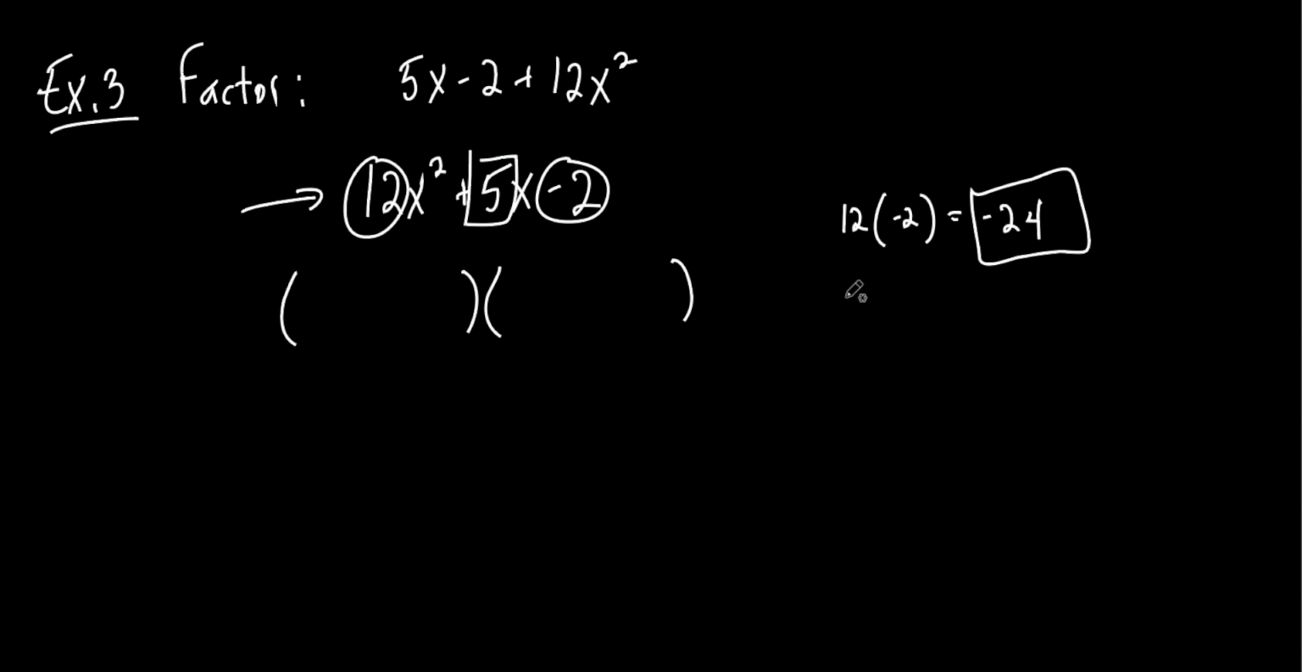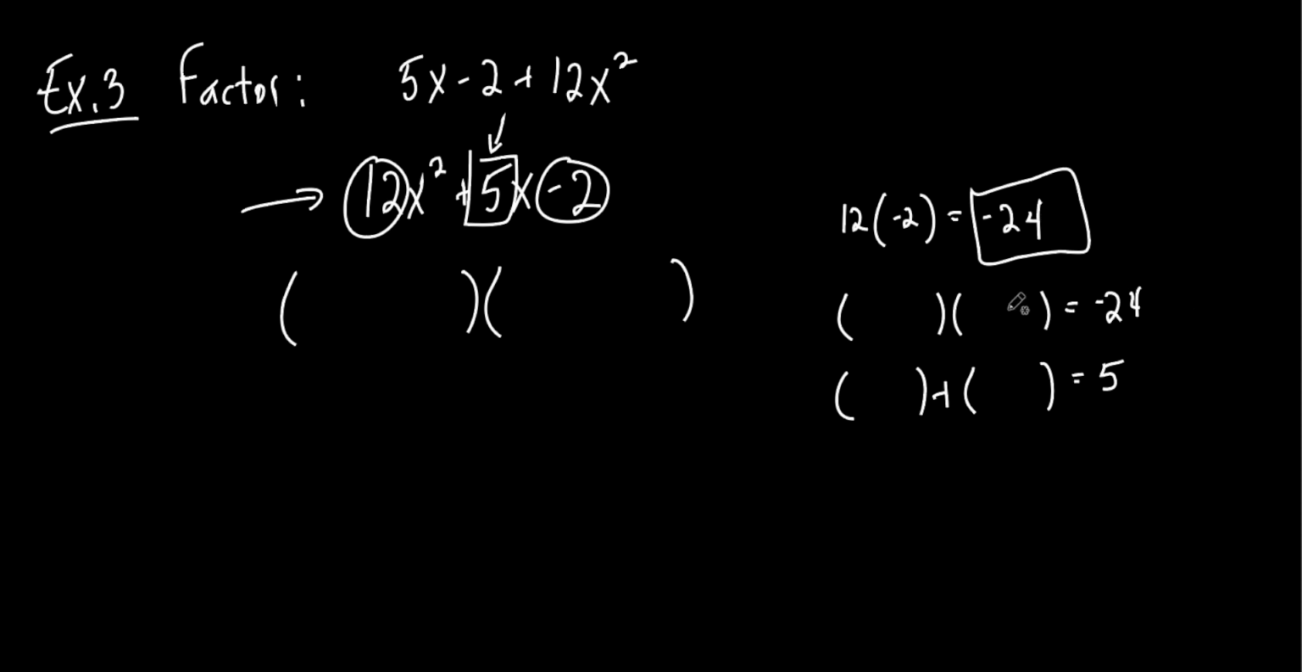Okay, so here's what I do. I say what times what equals negative 24, and those same two numbers added up equals what? That middle one right there, 5. See what I just did? I took the last two, multiplied them together, I got this number negative 24. So that's the number that I'm going to use, negative 24.